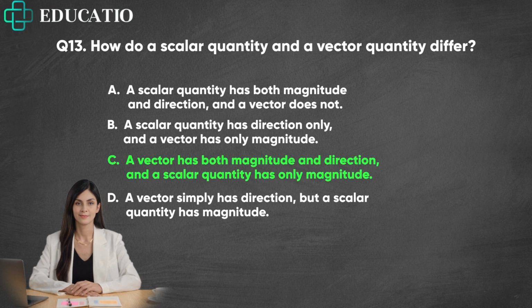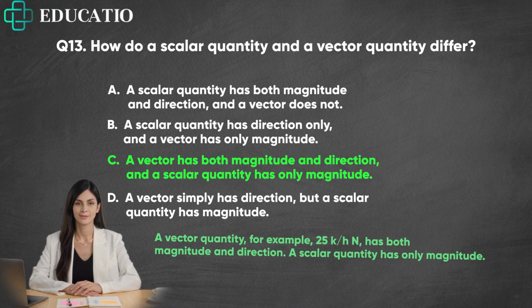Answer: C. Explanation: a vector quantity, for example, 25 km/h north, has both magnitude and direction. A scalar quantity has only magnitude.